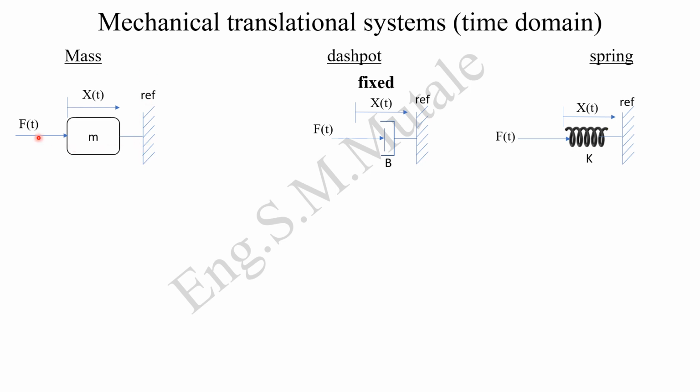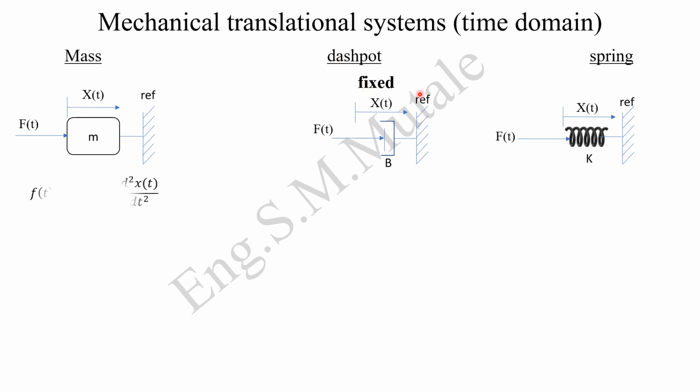The displacement it's taking will be represented by x of t. For a dashpot, it will have a force. A dashpot looks like this, and the reference point, which is showing that this thing is fixed, and the displacement is there. So for a mass, we'll be using m. For a dashpot, we'll be using b. And then for a spring, it's the same arrangement: force, the spring, and the reference point. For a spring, the constant will be k, and this is the displacement, the movement of the spring. So these conditions are for the fixed.